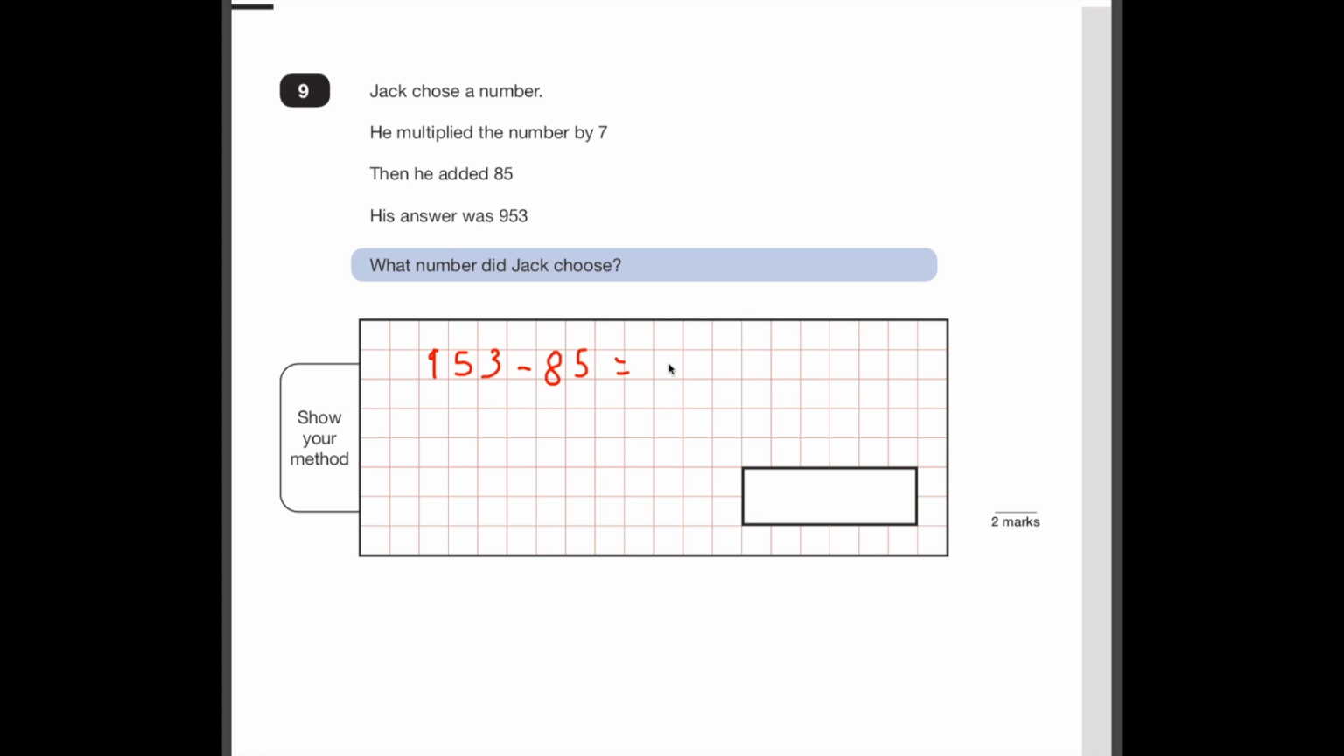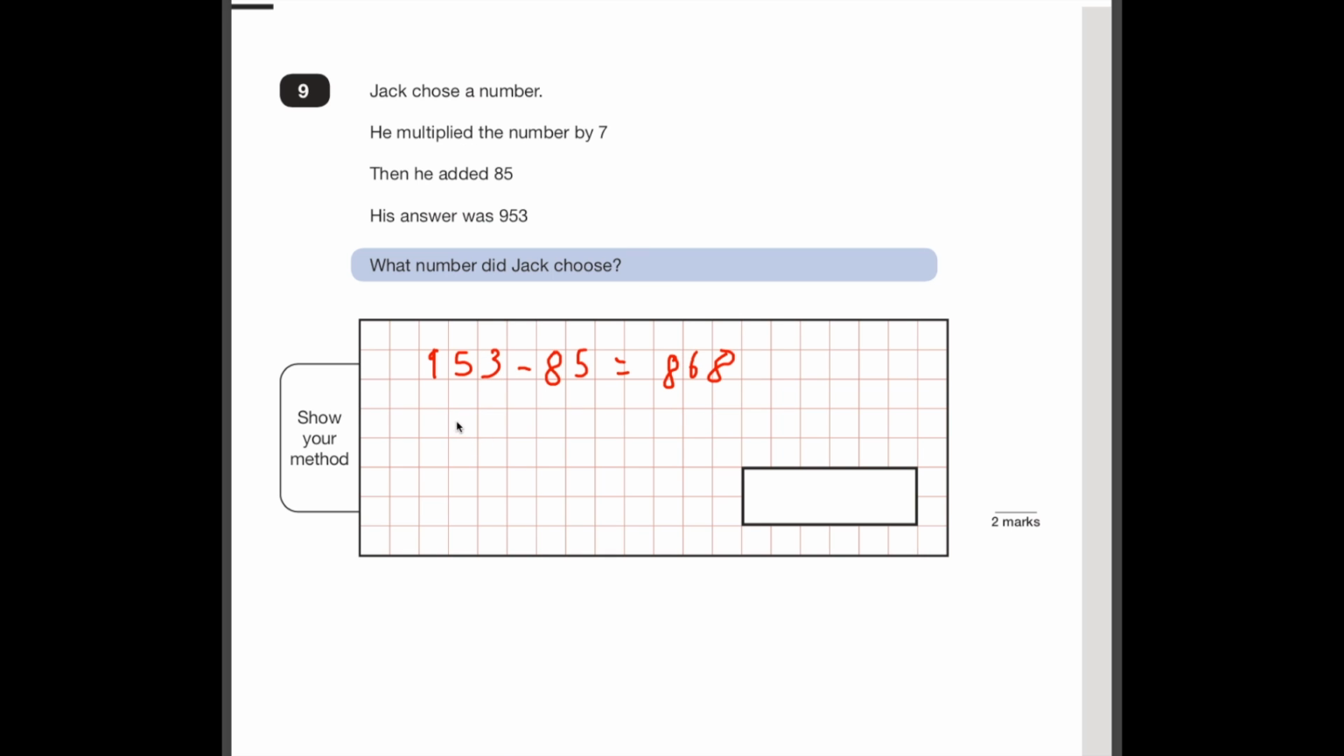Now I'm just going to do that in my head. If you need to do a written method, that's absolutely fine. The answer for this would be 868. And then we're going to carry on going back. So we've done this bit. He multiplied his number by 7, so we need to do the opposite. Divide our number by 7.